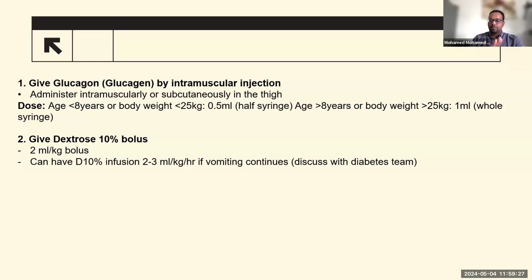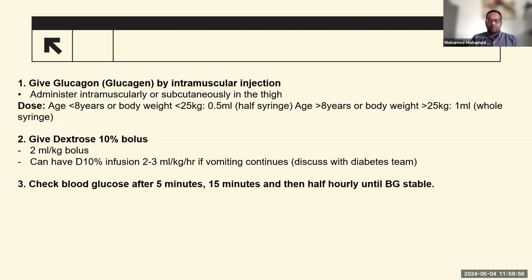but always discuss with the diabetes team before you do that, because they also run the risk of what's called rebound hyperglycemia, and we're just zigzagging his glucose, which is not very great, and it runs the risk of brain damage because of the unstable glucose levels. So give glucagon and give a bolus of dextrose, and just stop there and discuss with the diabetes team whether or not he needs to be on an infusion if his hypoglycemia is resistant.